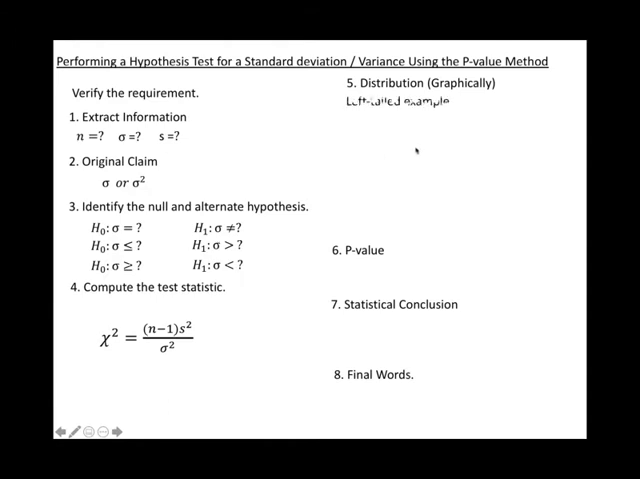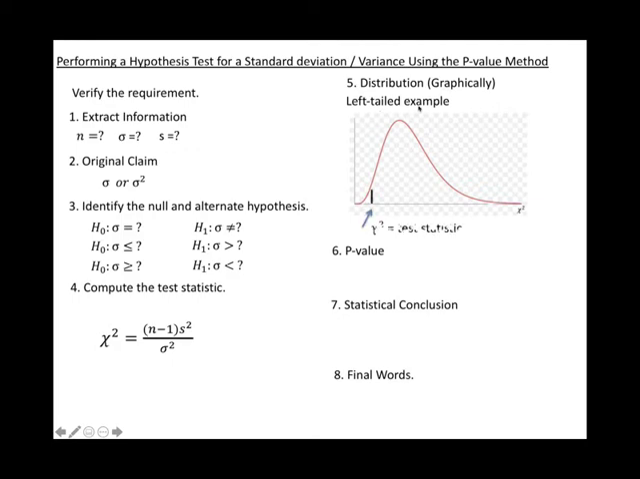Okay, then distribution. We are working on the chi-square. Remember chi-square distribution? That's going to be skewed to the right. Always skewed to the right because the right tail is longer. Don't give me the normal distribution in this picture. Let's say we are working on the left tail example. So this is going to be your test statistic, whatever you get from step 4. You're going to write the numbers from here. And then based on the test statistic, find out the area of the left tail, which is going to be your p-value.